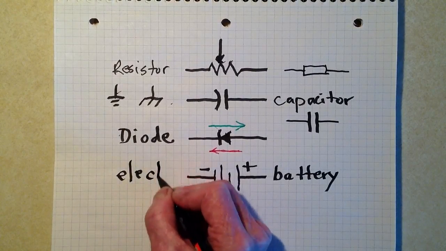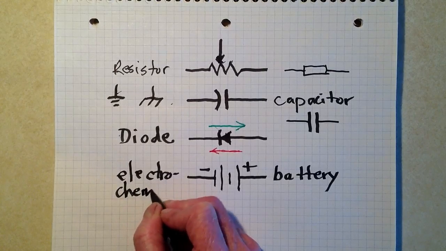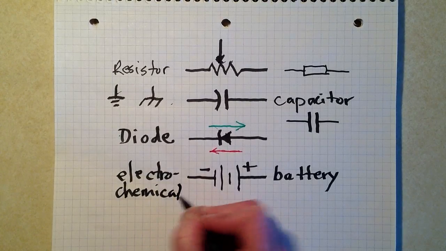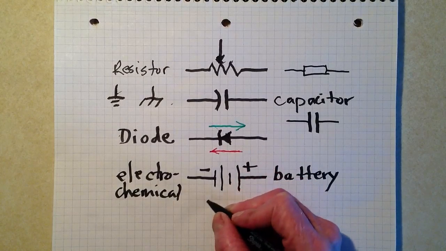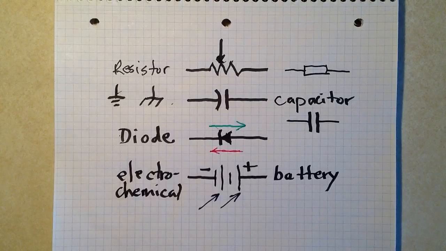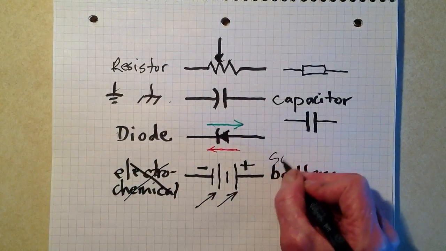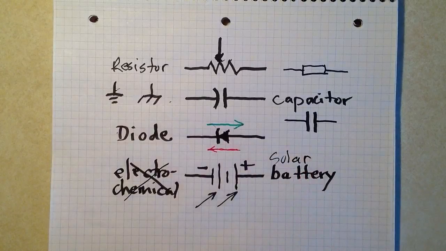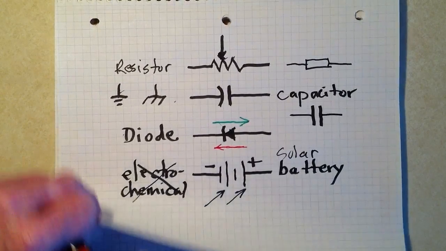This is an electrochemical battery. If you want to indicate a solar battery, like a bunch of solar cells connected together, you put a couple little arrows there like that. Then you get a solar battery. So those are just a few very basic schematic symbols that you will encounter.